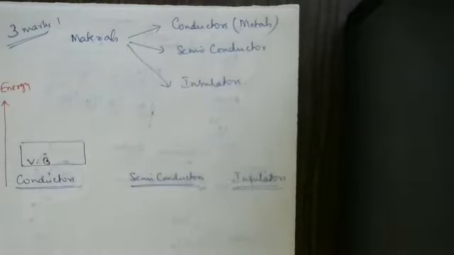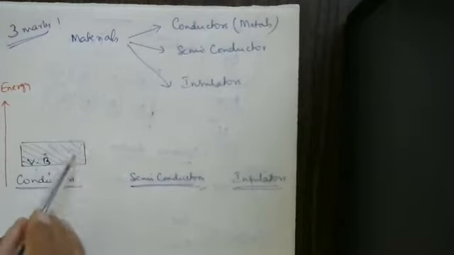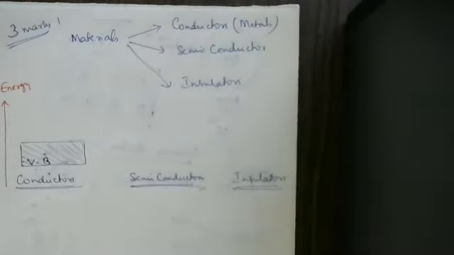This is the valence band. I will put some marking here for the valence band. This is the valence band. This valence band is completely filled, or partially filled. The valence band is either completely filled or partially filled at 0 Kelvin, don't forget.